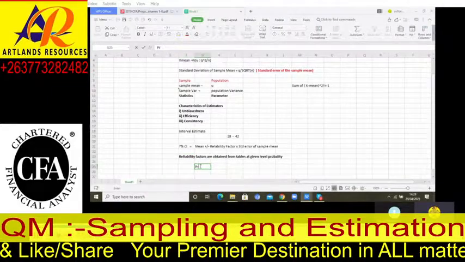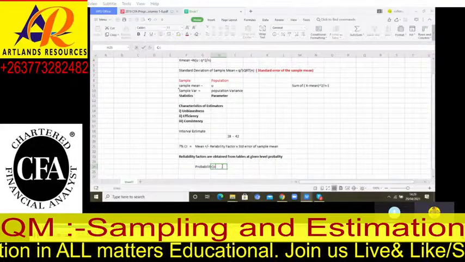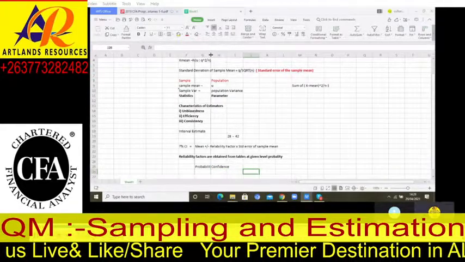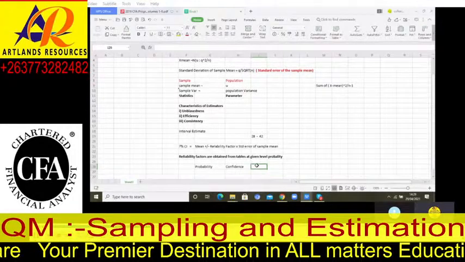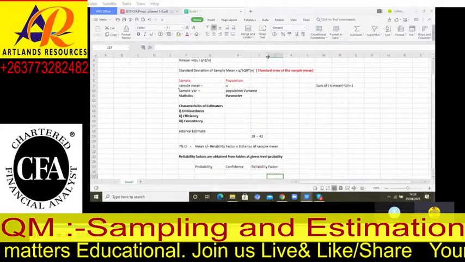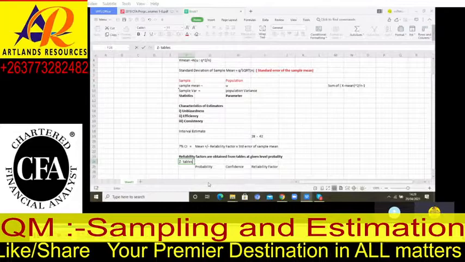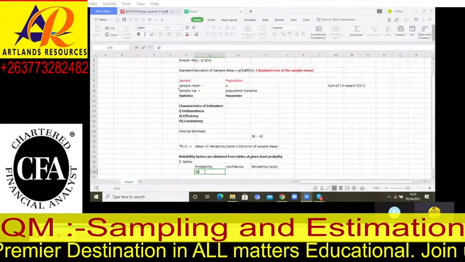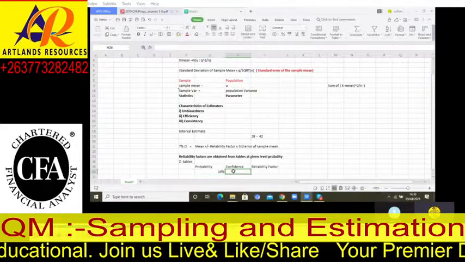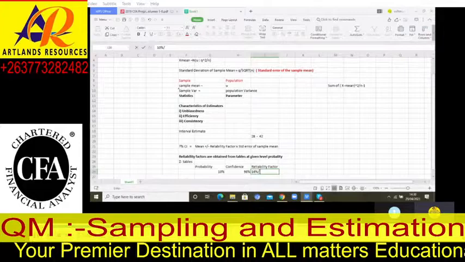So you'll be given probability, and then here we have confidence, and then here we have the reliability factor. It just depends on what we are talking about. Suppose these are z tables. If we say probability is 10%, it means we are talking of a 90% confidence level, and you get the reliability factor by taking 10% over 2 from tables.